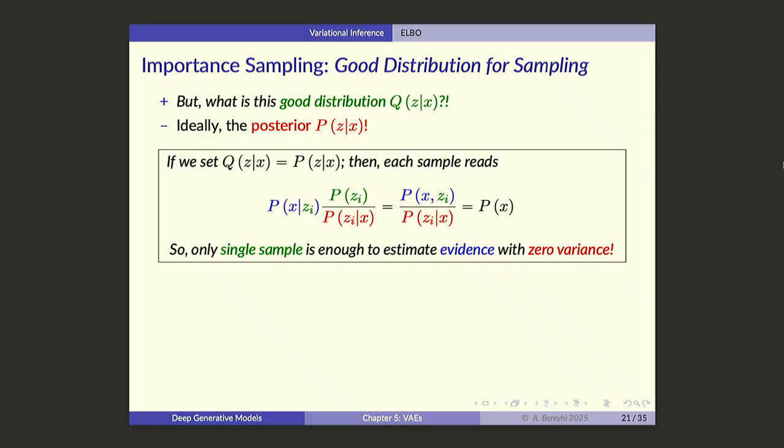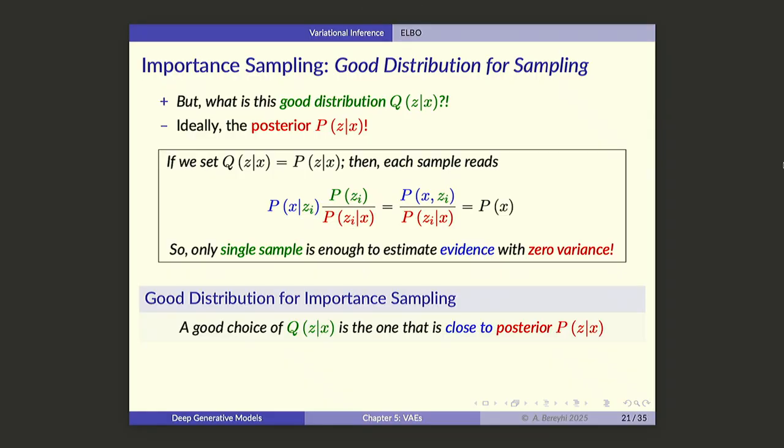Everybody got the idea? So if you do the importance sampling with the posterior, Bayes' rule tells you that essentially you are not doing any estimation anymore. I mean, with one sample, you're really computing the evidence that you want. So, moral of the story, a good choice of this Q is the one which is close to the posterior distribution.